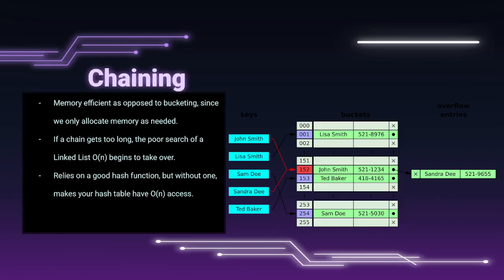And so like I said, this is chaining. It's memory efficient as opposed to bucketing, since we only allocate memory as needed. If the chain gets too long, though, we have an O of n search time. So again, that's why we need good hash functions. If it's not distributed and everybody keeps getting the same index, we're going to have a real long linked list, which means we're going to have a real long runtime, and we're going to lose all of the benefits of the hash table. So it also relies on a good function.